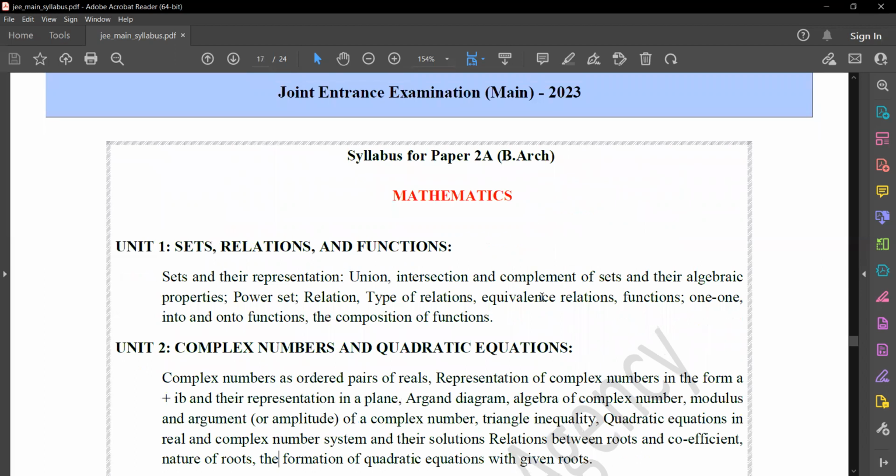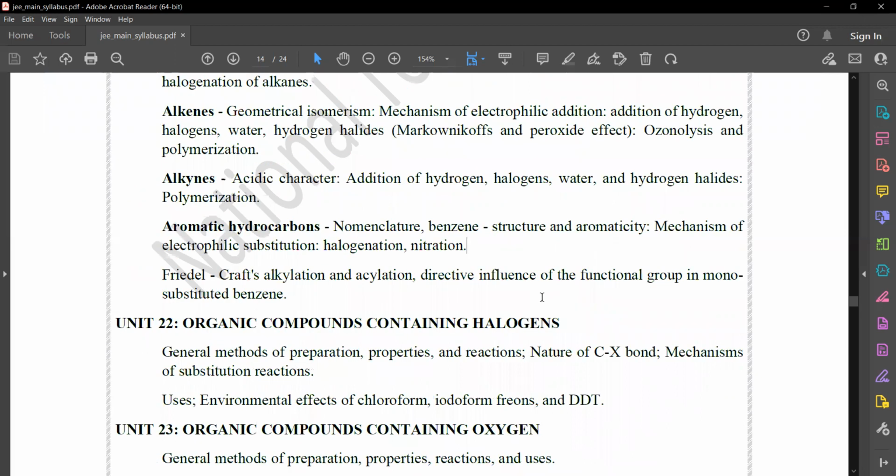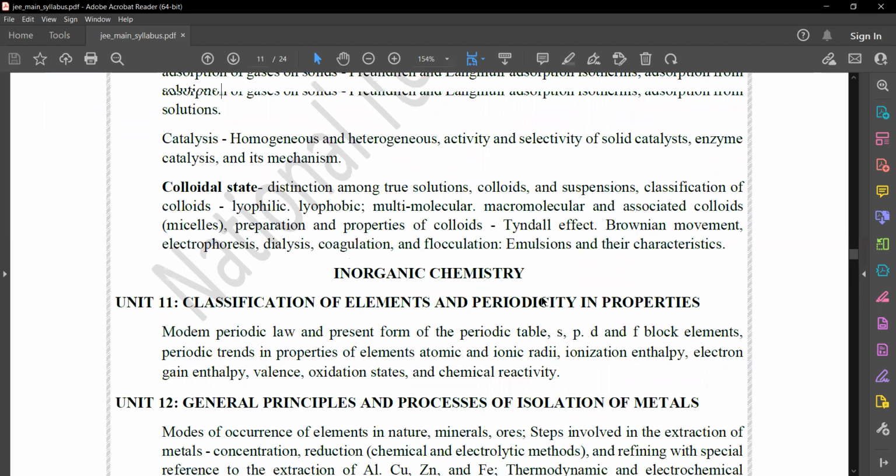So this is paper 2A for B.Arch. This is the mathematics syllabus of B.Arch, and general knowledge and other things will also come. We'll discuss it in a separate video. So this is the physics, chemistry and mathematics syllabus for your JEE, BE and BTech.